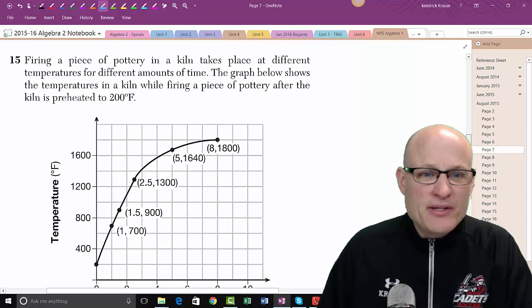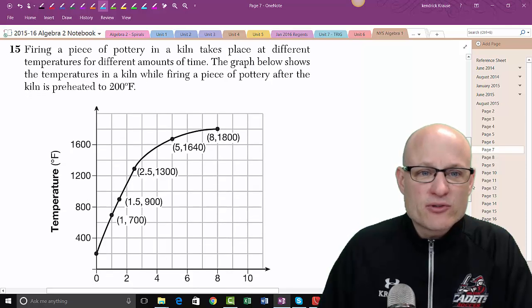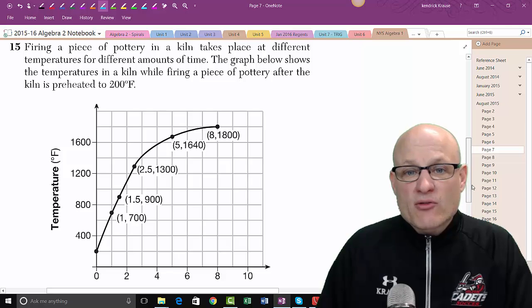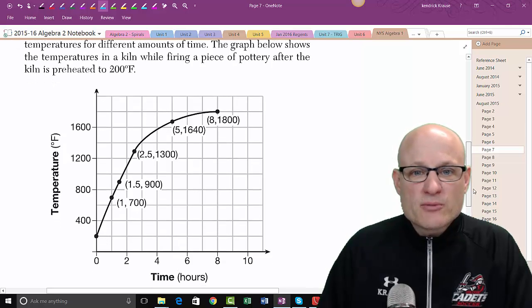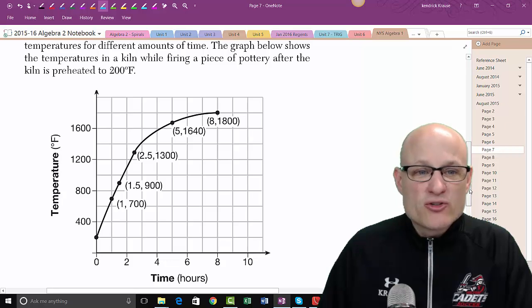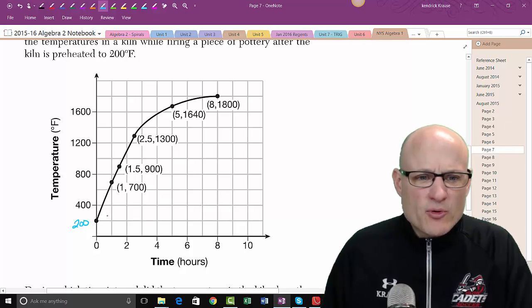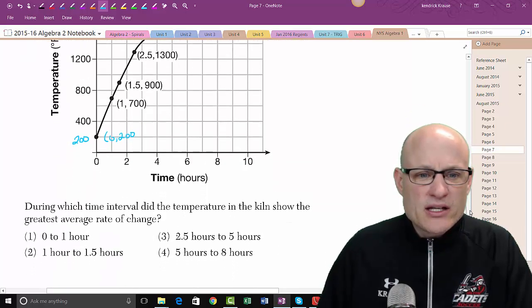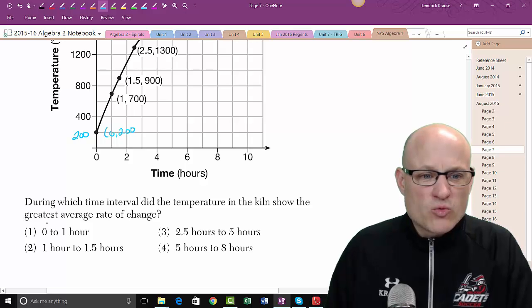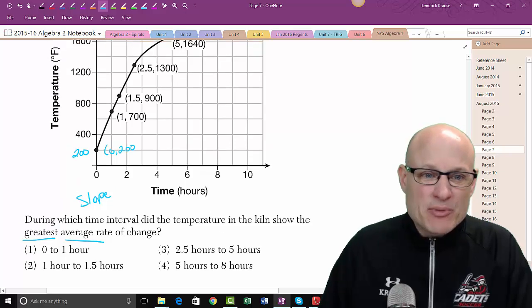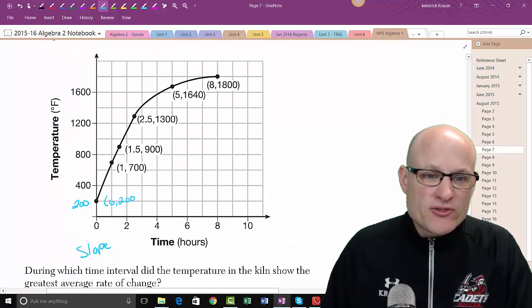14. Firing a piece of pottery in a kiln takes place at different temperatures for different amounts of time. The graph below shows the temperature of the kiln, the pottery after it is preheated to 200 degrees Fahrenheit. So I guess it's going to start here at 200 degrees. So this is the point 0, 200. And the question says find the average rate of change. Find the one with the greatest average rate of change, the greatest slope. Which one is the steepest? Well, to me, it looks like it's steepest here at the beginning.